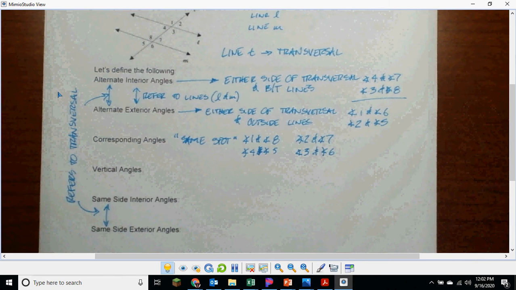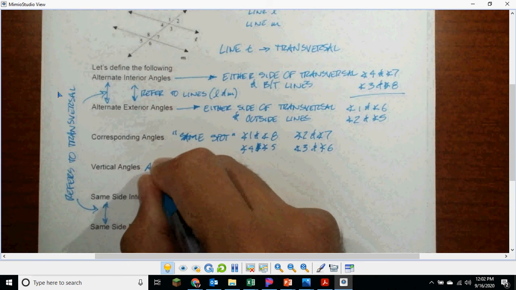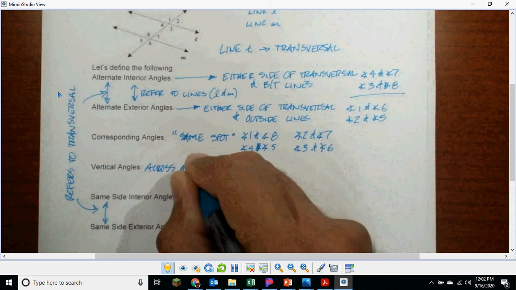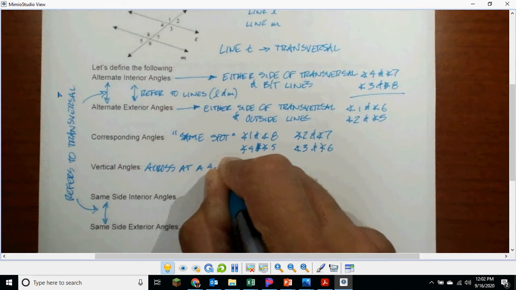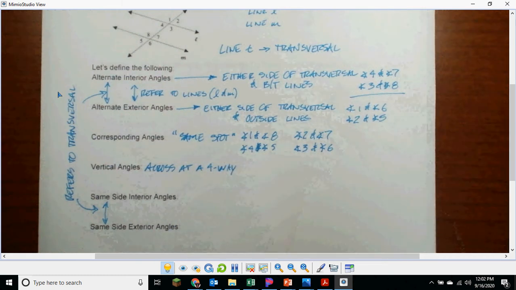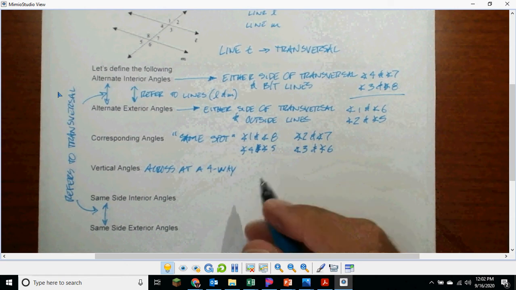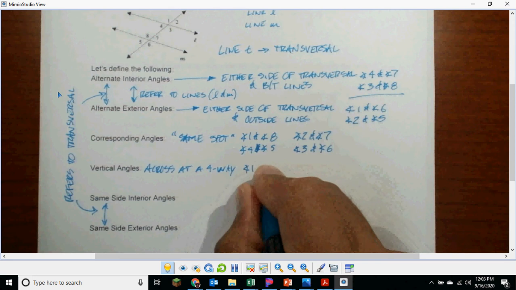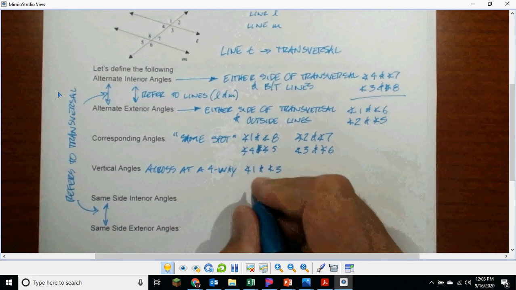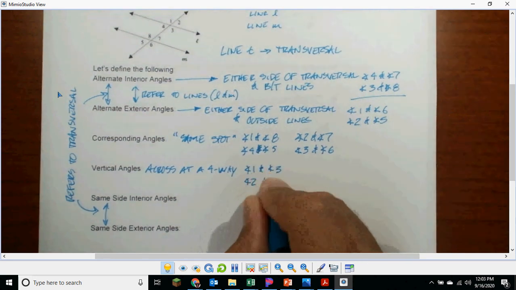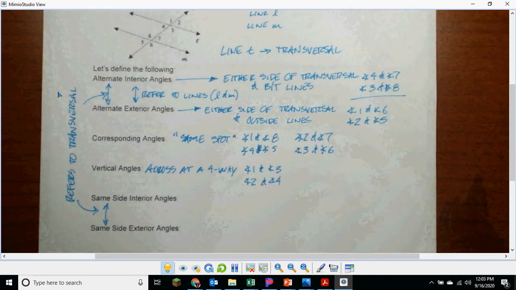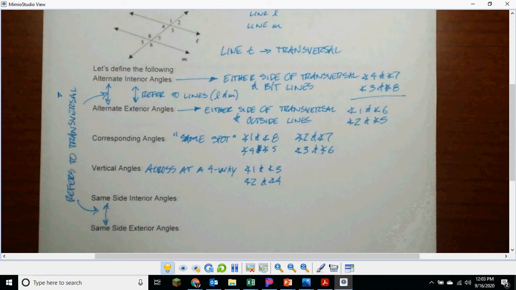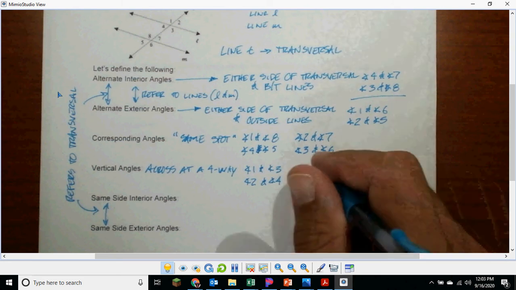Vertical angles we talked about in the last class notes. These are across at a four-way. There's a lot of vertical angles here, but they only happen at each intersection. So let's see, angle 1 and angle 3 are vertical angles, and then angle 2 and angle 4. Now you're going to look in your backpack and see if you can come up with the vertical angles at the other intersection.